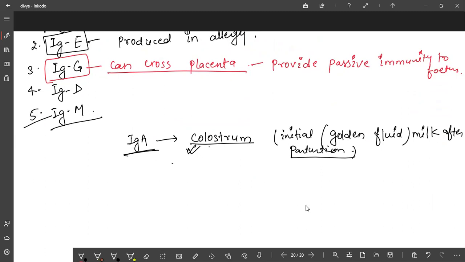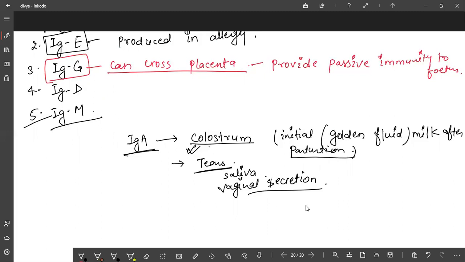As well as that, IgA is also present in tears, saliva, and vaginal secretion. Wherever there is secretory material, what type of antibody is present there? IgA. And in allergy, IgE. Very good. Which antibody can cross the placenta?